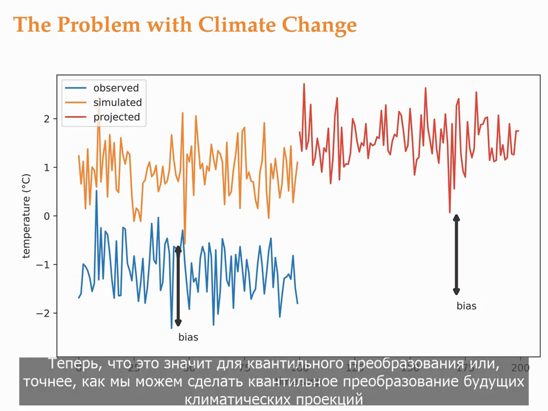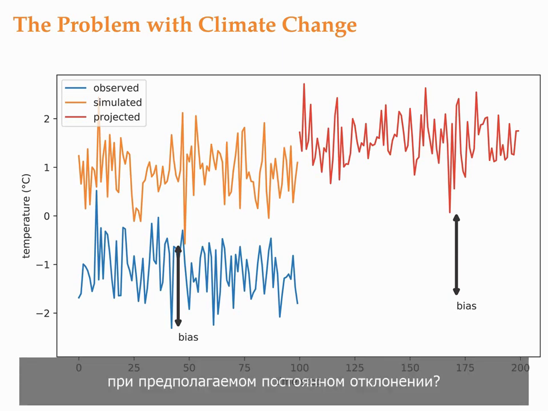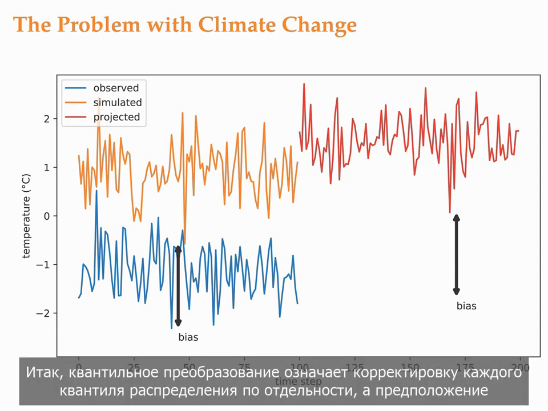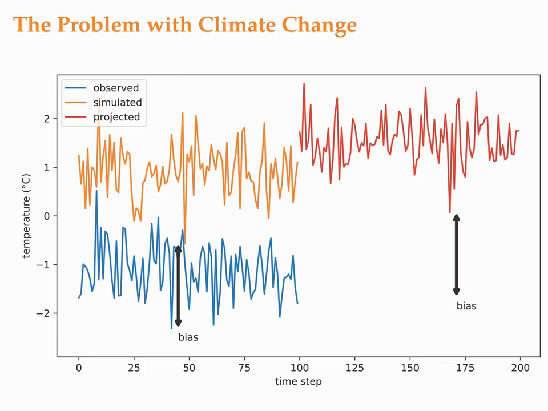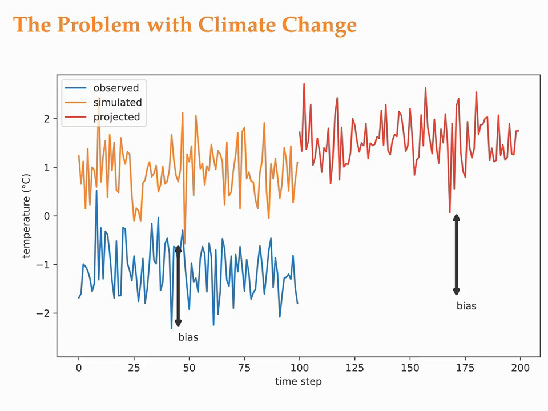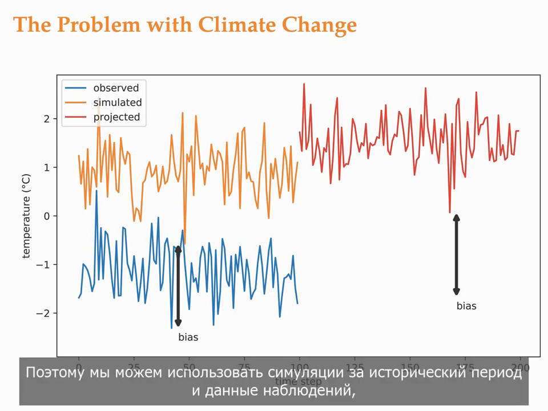Now, what does that mean for quantile mapping? Or more precisely, how can we do a quantile mapping of future climate projections under the constant bias assumption? Well, quantile mapping means to correct every quantile of a distribution individually, and the constant bias assumption means that we can assume that all those quantile-specific biases remain unchanged under changing climate conditions.